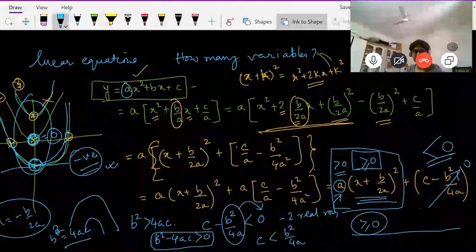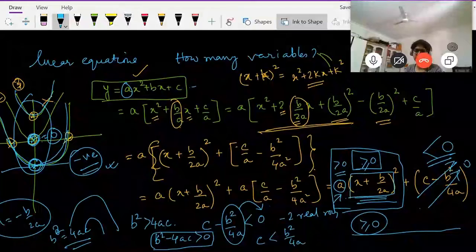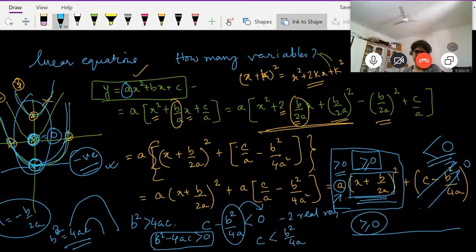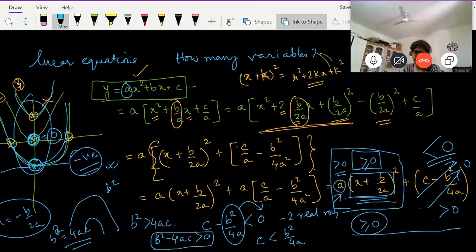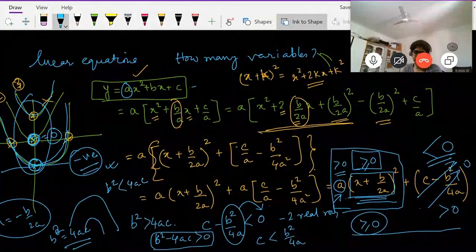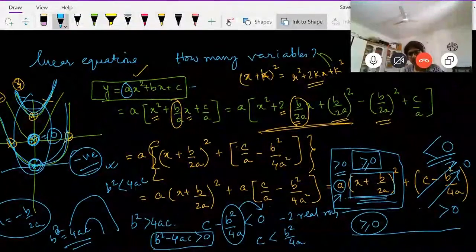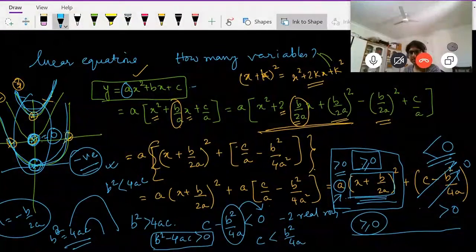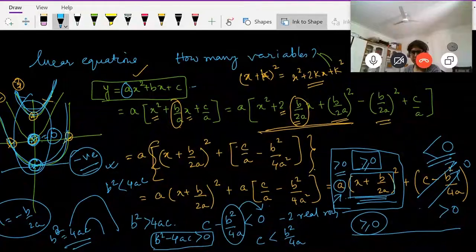When b square is equal to 4ac, then this term becomes 0, and if this term has to be 0, then x has to be equal to minus b by 2a. And if this term is positive, which means b square is less than 4ac, then we will get the third case. Clear? So this is the logic.